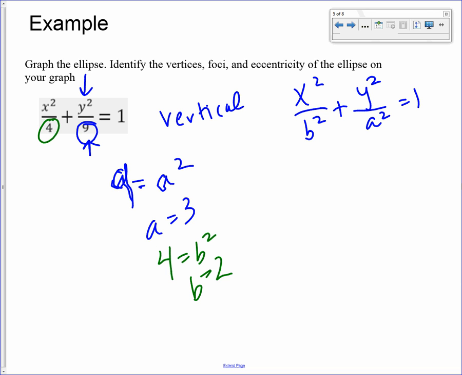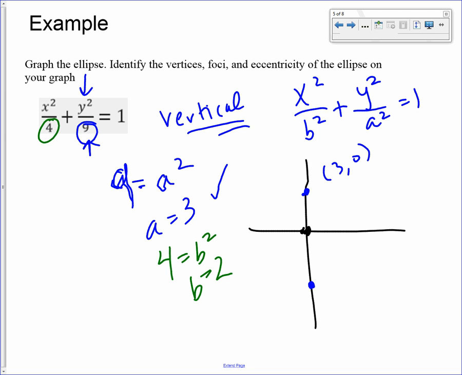And that tells me how far my vertex or my co-vertex is from the center. So if I'm going to graph this, I'm going to start at 0, 0. That's the center of this ellipse. And my vertices, which are a, are 3 away from the center in the vertical direction. So I'm going to go up 3 and down 3. And I'll label those points. Label your points correctly. That's 0, 3, and 0, negative 3.